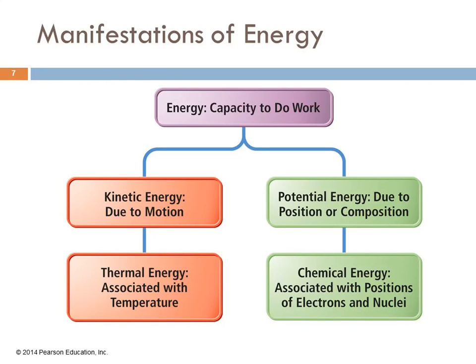Okay, so a flow chart, kind of summarizing. Energy is the capacity to do work. We've got kinetic energy due to motion, potential energy due to position or composition. A subgroup of potential energy is chemical energy. A subgroup of kinetic energy is thermal energy, energy associated with temperature. If you're really interested in energy, you should go study physics, because they get way more into this.